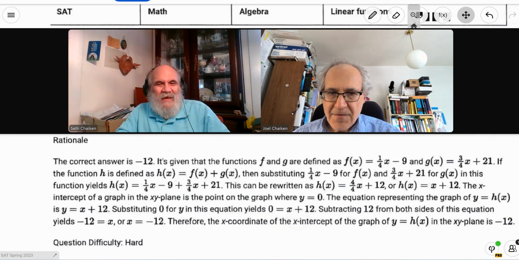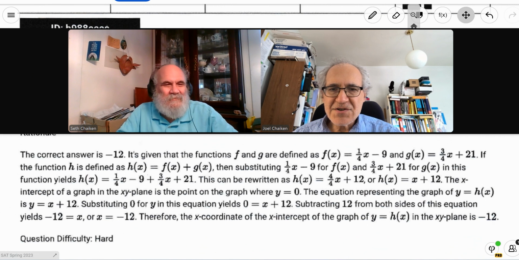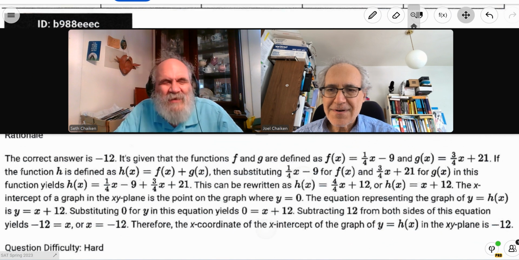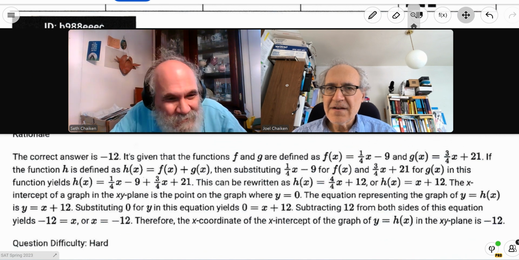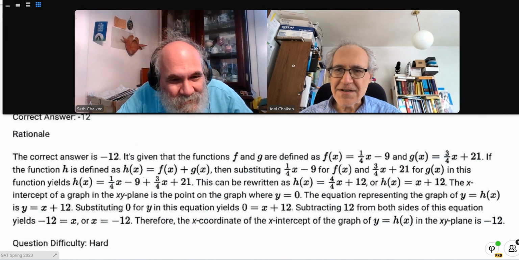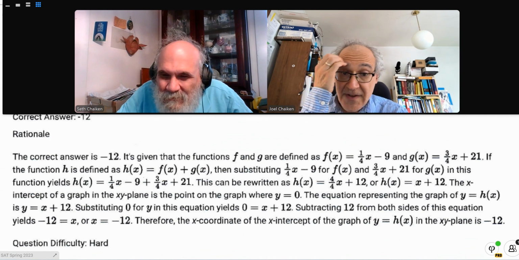Okay. Wow. So many words. And they call this a hard question. Seth, do you agree with me that this really isn't that hard of a question? Yes. Yeah. Okay. So let's do what we do best, which is criticize the SAT. Okay, if the function h is defined as that, then substituting for f of x, that's good. They use the word substitution, which is important in algebra. This can be written as this, where h of x is x plus 12, right? Yes, okay.